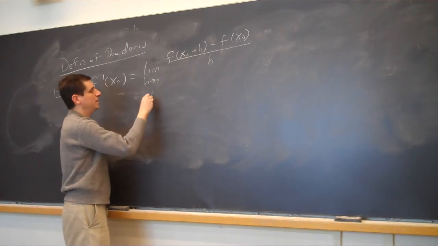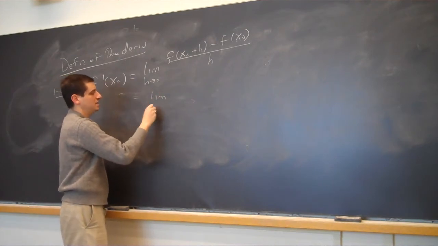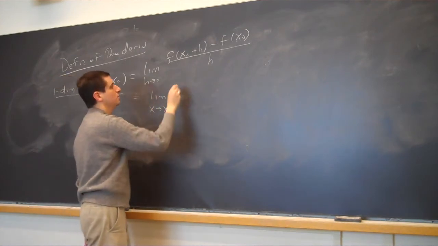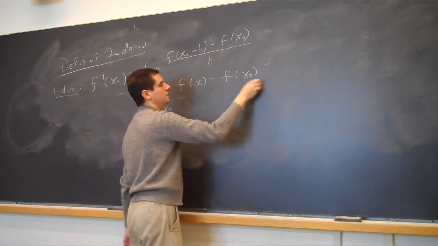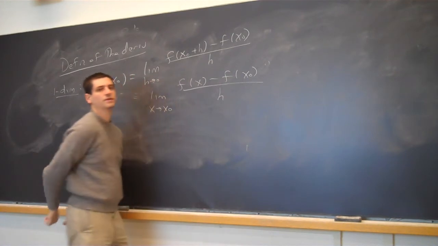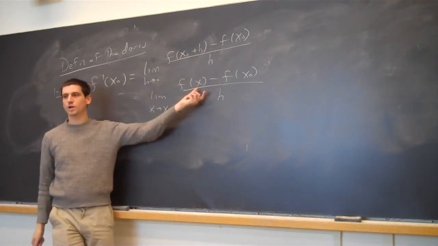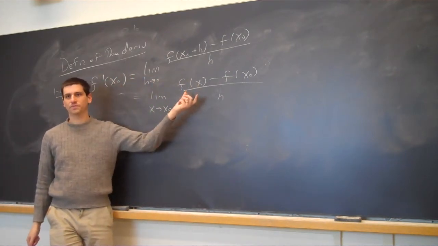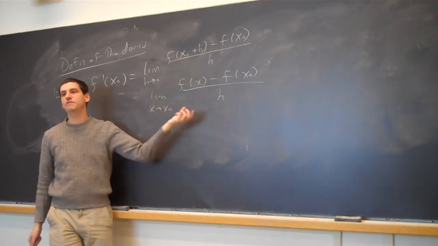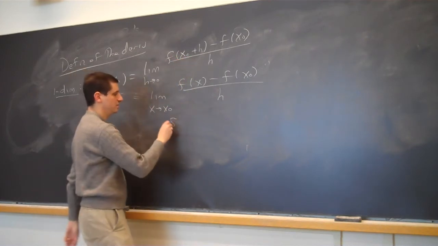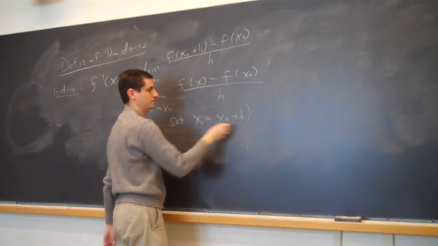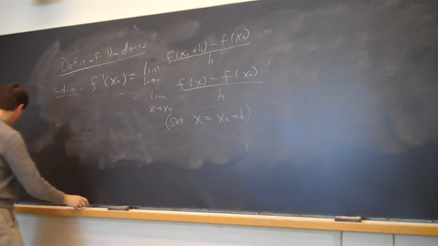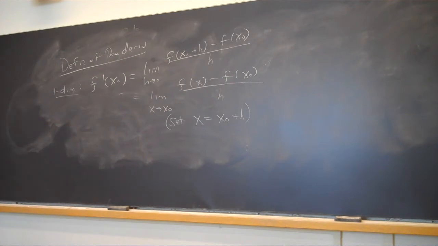Sometimes people like to write it as the limit as x goes to x naught of f of x minus f of x naught divided by h. Out of curiosity, how many of you have seen the second way of writing it? Mostly we do it this way, but they're really equivalent. Just set x equal to x naught plus h. Alright, so that's my definition of the derivative.